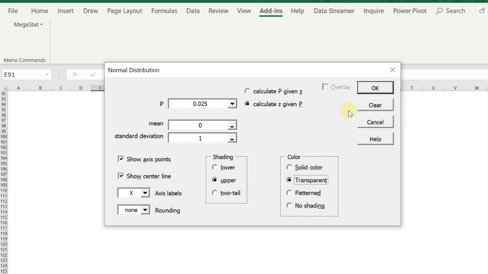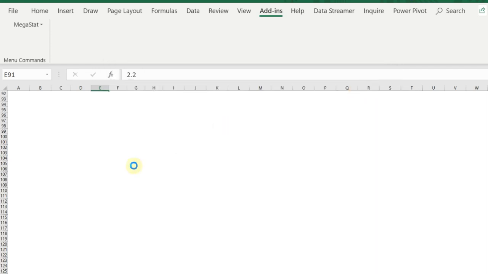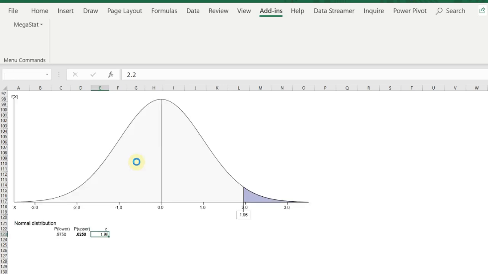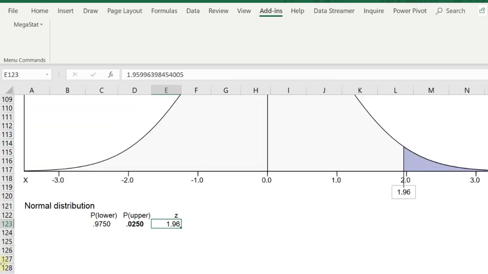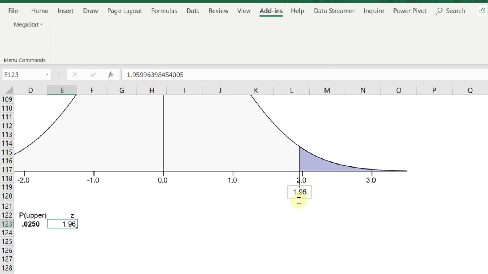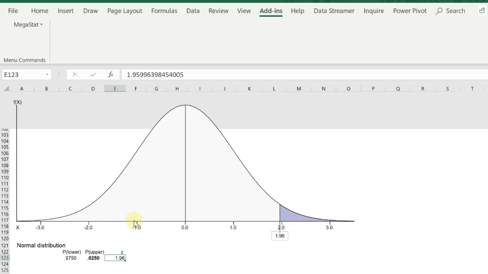And let's go transparent. Okay. And there you have it. Because this is the Z area to upper in boldface. That's the one I had. Let me enlarge this so you can see these numbers a little easier. There you go. You see this 0.025? That's the number I put in. The Z that goes with that is 1.96. And this is what it looks like under the distribution. See, of 1.96, the area to the right, this shaded region on the right, is 0.025. Okay, so that's what that is.